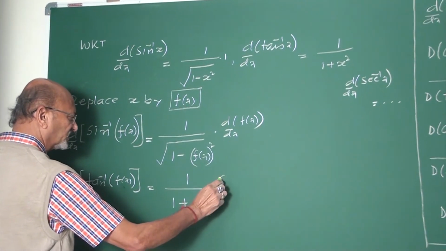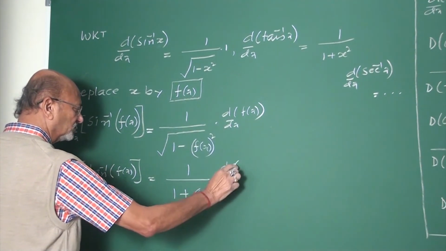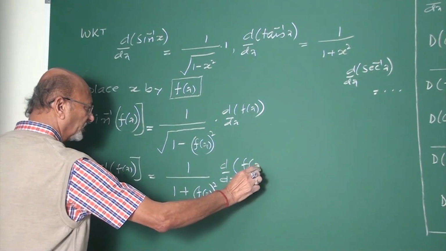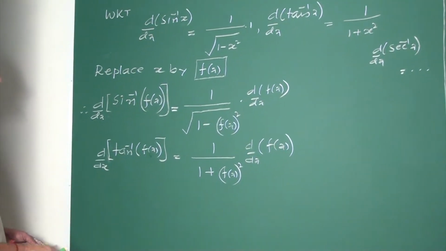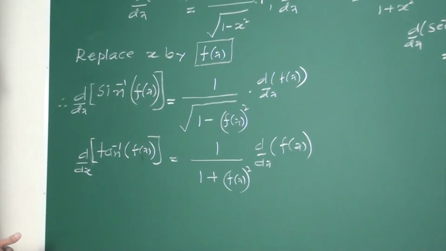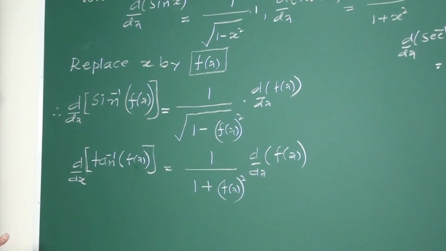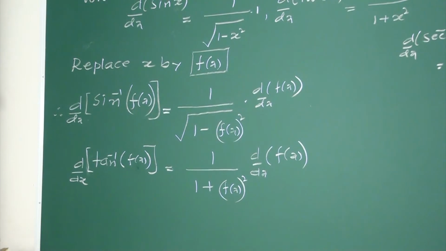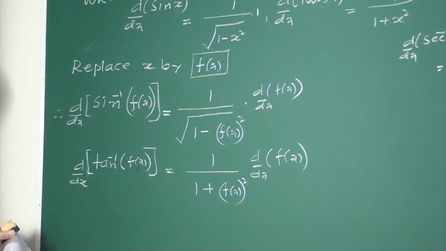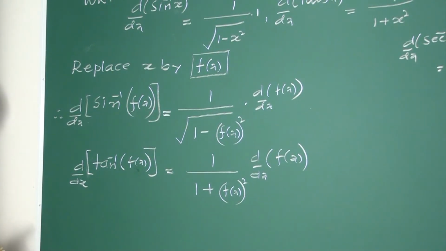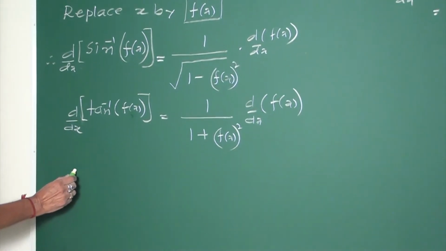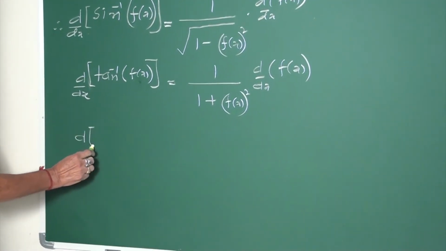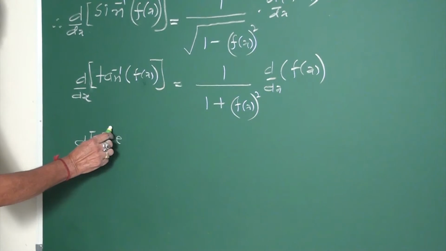For f(x) whole square, other than x, you have to write its derivative, the derivative of f(x), my friends. Like this, in the case of sec inverse x, what is the derivative of sec inverse x? It is 1 by x into root x square minus 1. What you have to do is replace x by f(x).